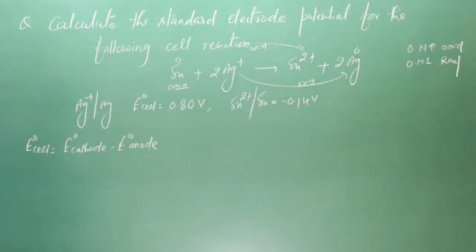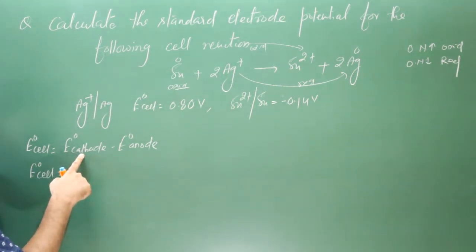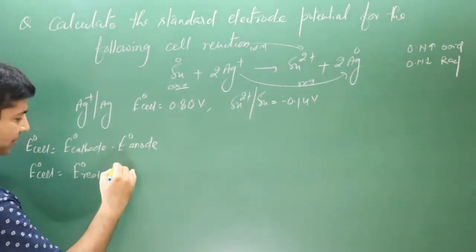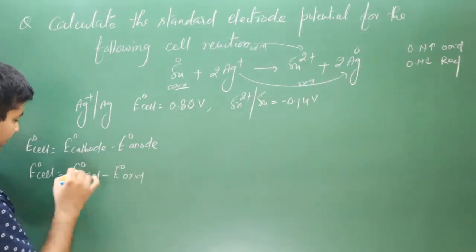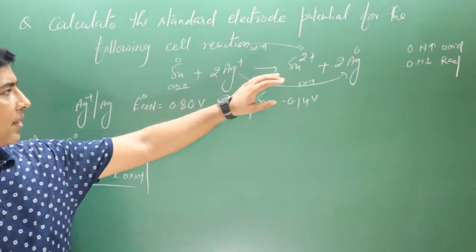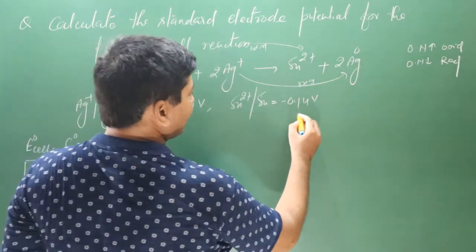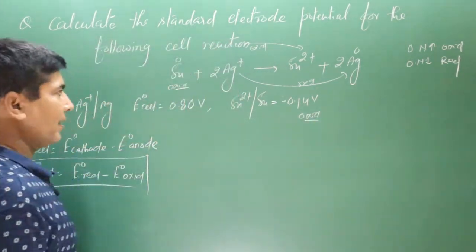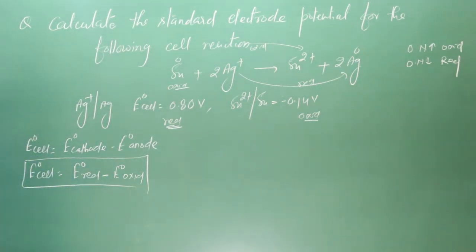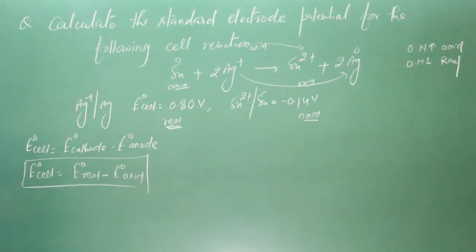Very simple concept. We can write this formula this way also. E naught cell equals E naught reduction, since at the cathode reduction reaction takes place, minus E naught oxidation, since at the anode oxidation reaction takes place. This is the formula we have. Now you can see, since tin is undergoing oxidation reaction, this is the oxidation value. Silver is undergoing reduction, so it is the reduction value. We can plug in the values in this formula and calculate the standard electrode potential.